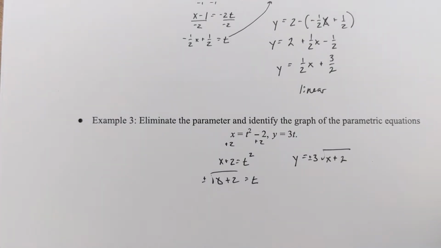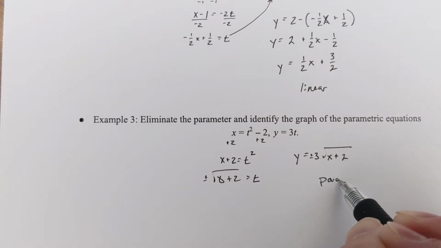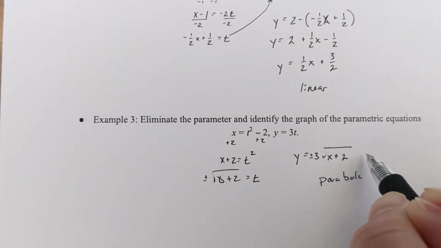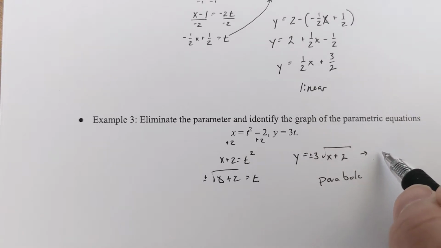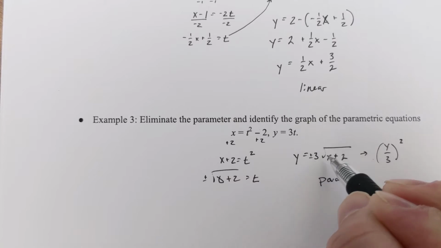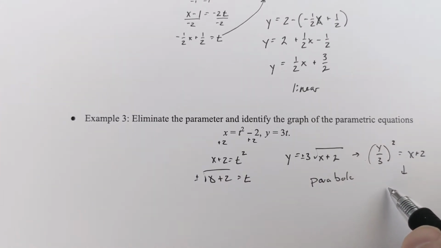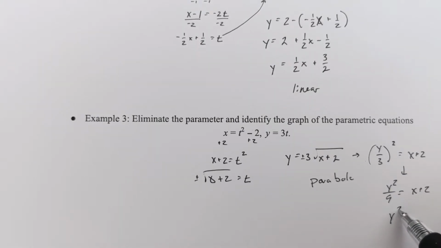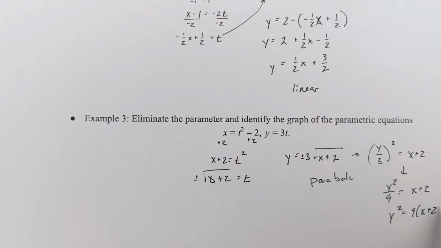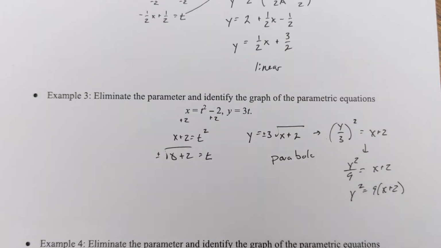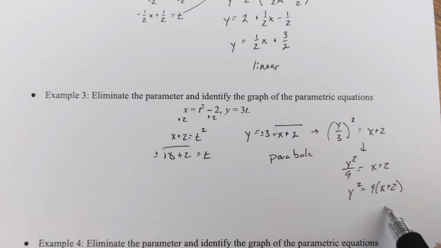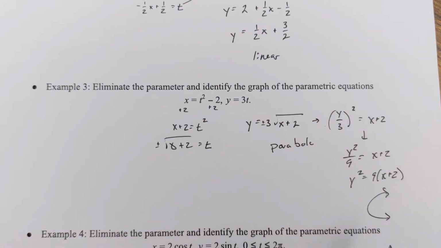This one would actually draw a parabola if you tried to graph it. It might be easier to think about it as bringing the 3 across and squaring, which gives you y squared over 9 equals x plus 2. Then bring the 9 back across. Typically, if you have only one variable squared, it's a parabola. If the y is squared, it's actually tipped on its side.